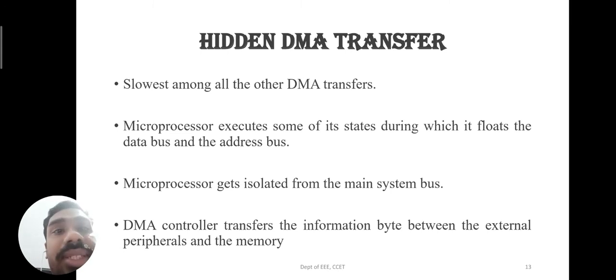On those occasions when the microprocessor gets isolated from the main system, this hidden DMA data transfer scheme occurs, and as no signals are issued during this mode, we cannot observe whether the data transfer is happening in the background or not. Hence it is known as hidden DMA data transfer. The DMA controller transfers the information byte from the external peripherals and the memory into the microprocessor without any prior knowledge of the user. Hence this mode is often called the hidden DMA data transfer scheme.